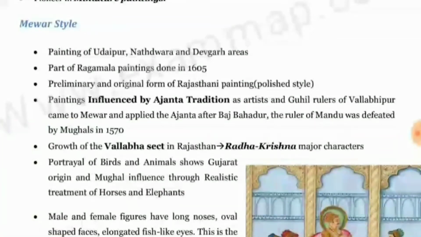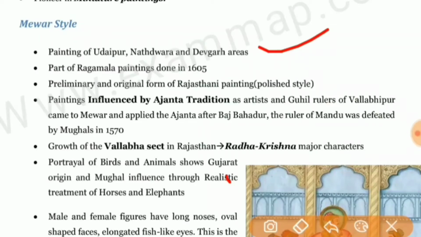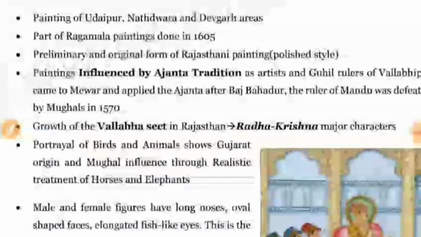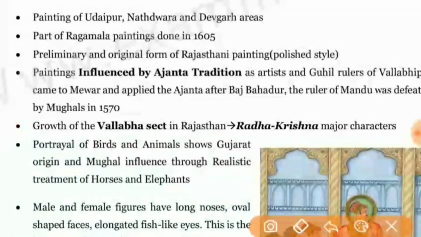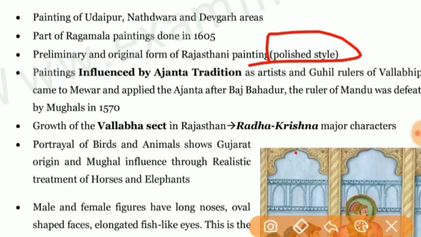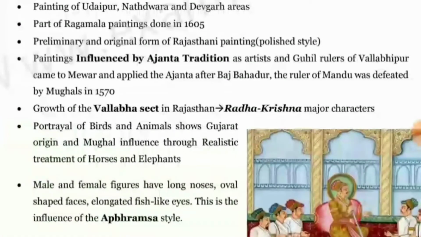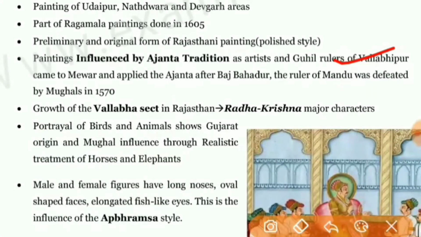First, we have the Mewar style. It is a painting of the Udaipur, Nathdwar and Devgarh areas. It is part of the Rajmala paintings, done in 1605, and is the preliminary and original form of Rajasthani painting. This painting was influenced by the Ajanta tradition, as artists and the Guhil rulers of Vallabhipur came to Mewar and applied the Ajanta style after Baz Bahadur, the ruler of Mandu, was defeated by the Mughals in 1570.